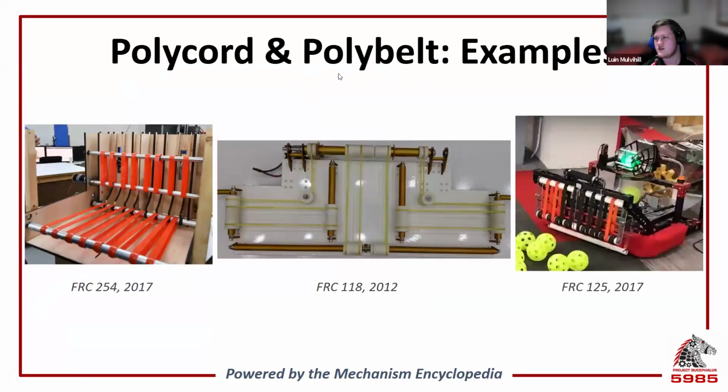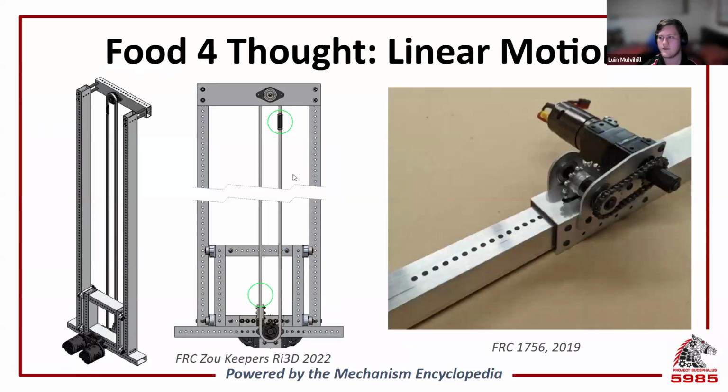And then here we have some polycord and polybelt examples, a hopper from 254's 2017 robot, or the prototype at least, 118's 2012 intake, and then 125's 2017 intake. Using polycord here, you can see it can go around corners. Polybelt is just wider and flatter. And can you imagine how much heavier it would be to have like 5 rollers in here instead of all of these belts? And then last little bit is some food for thought.